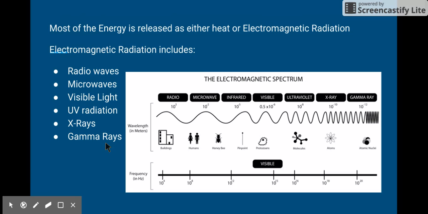This is a really important concept because the sun, which is a great big giant fusion reaction, is releasing all this electromagnetic radiation. And what's convenient about electromagnetic radiation is that it can travel through space. And that's how the Earth ends up being warm. Without it, we would be a very cold place.